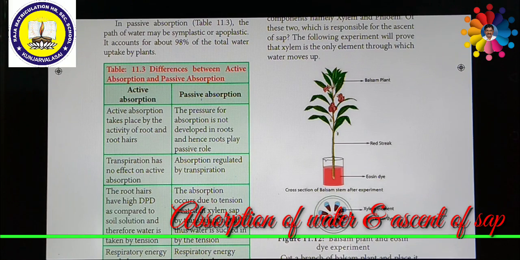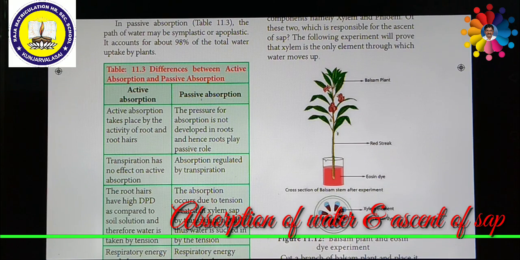Various scientists have given their own views about the mechanisms of ascent of sap. Among them, we can see the theories one by one. Three theories have been explained: the vital force theory, the root pressure theory, and the physical force theory. These explain how water is taken up through the xylem and reaches the top of the trees. First of all, we shall see the vital force theory.